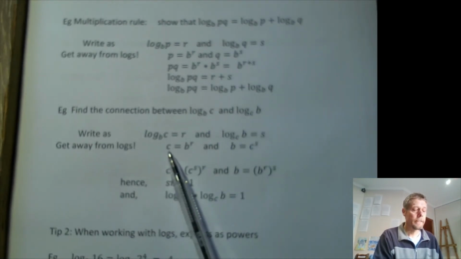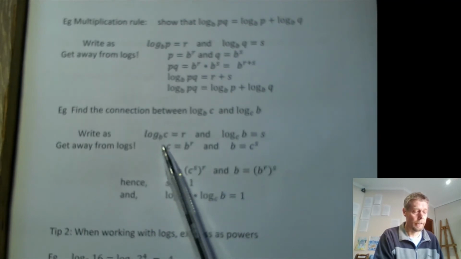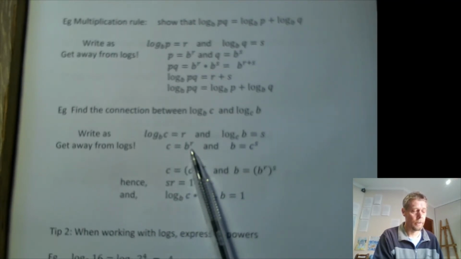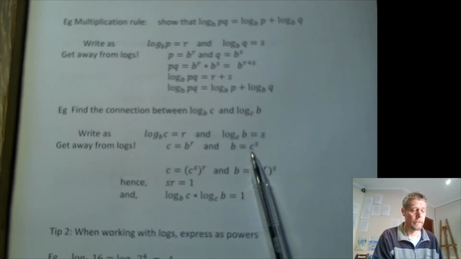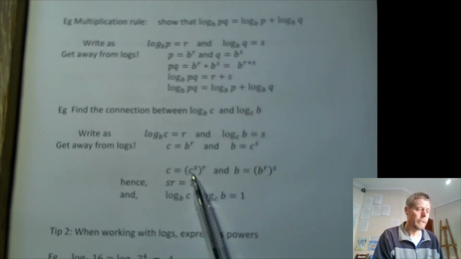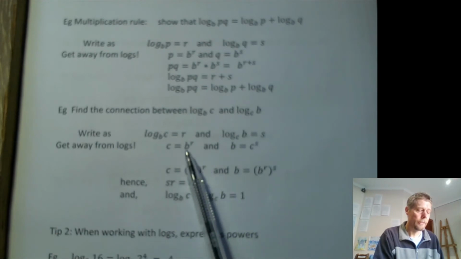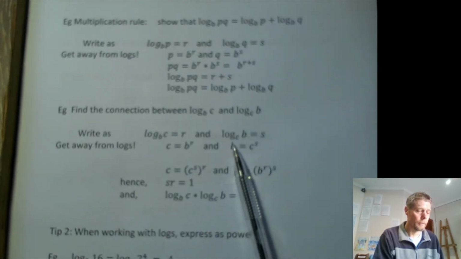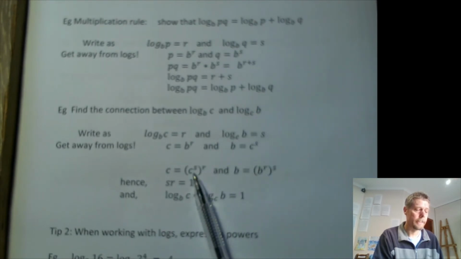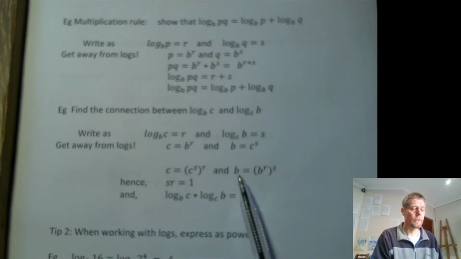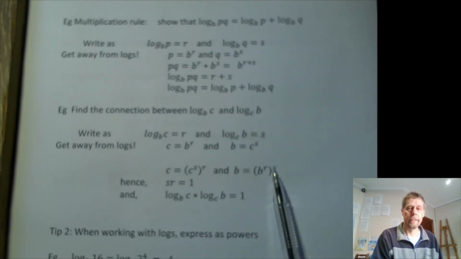So c equals b to the r, bringing the b to the base of the r there. c equals b to the r and b equals c to the s. c is b to the r, but b is c to the s. See how we can get rid of a b in the c equation. So we take that guy, we say, well, that's b, c to the s, we put c to the s there. So c equals c to the sr. And also b equals b to the rs.